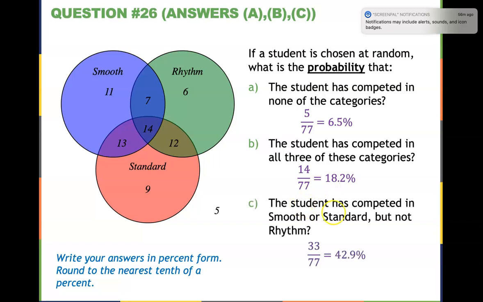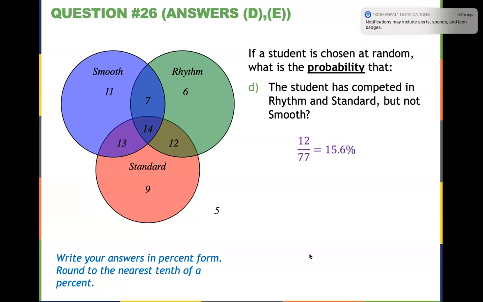Now this next one, smooth or standard, but not rhythm. So smooth and standard together have the 4 values in the purple plus the additional 2 values that are in the red here, and we don't want the rhythm ones included. So that means we're only going to be adding the 11, the 13, and the 9 together. And if you add those together, you end up with 33. So that's how you have 33 over 77.